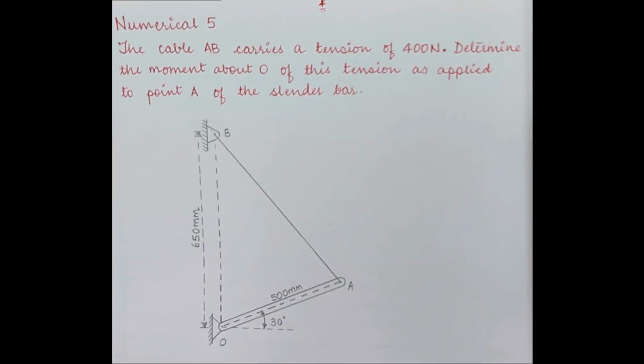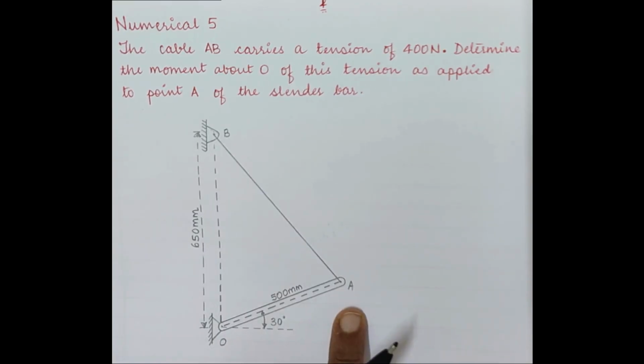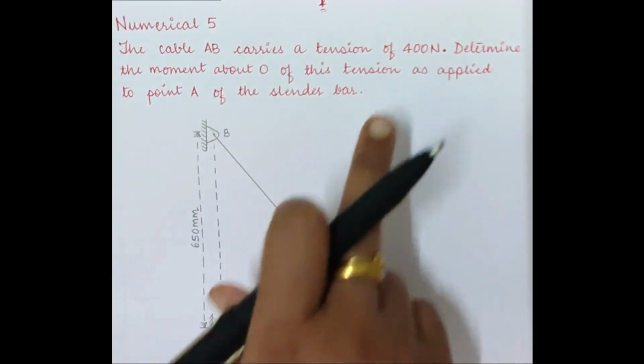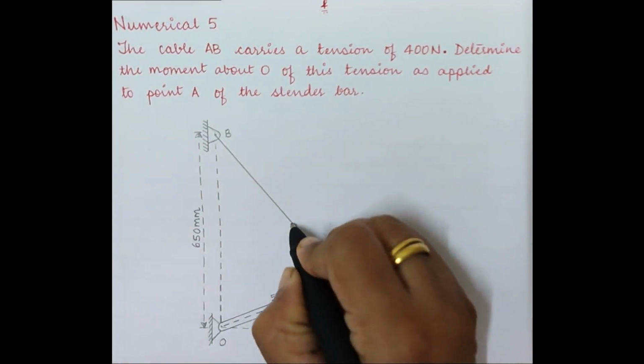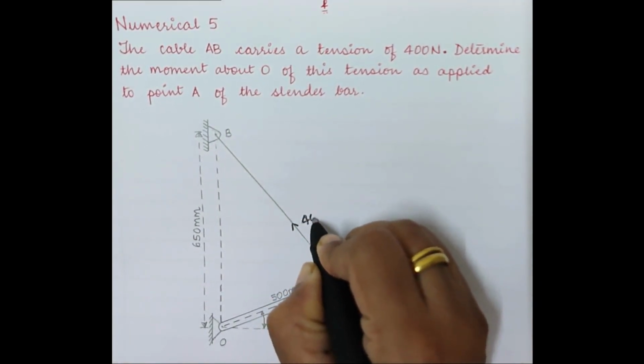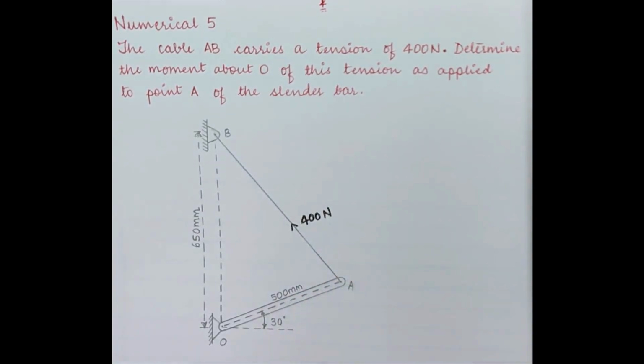The cable AB carries a tension of 400 Newton. Determine the moment about point O of this tension as applied to point A of the slender bar. Now, we have been told that the cable AB carries a tension. Tension always acts away from the joint. We are talking about joint A. Therefore, the tension of 400 Newton will act away from joint A.